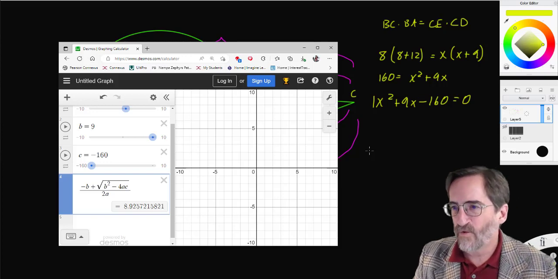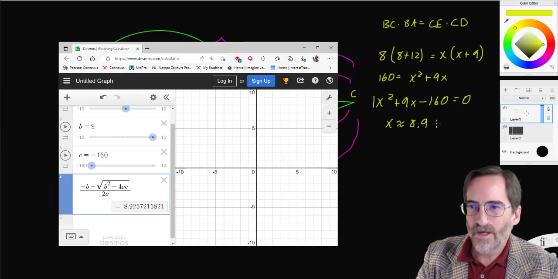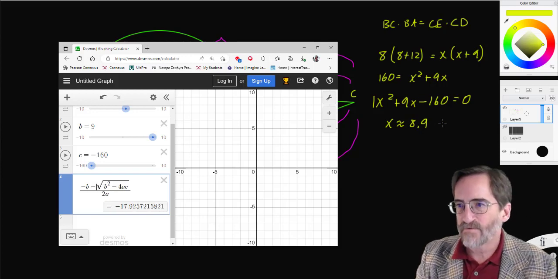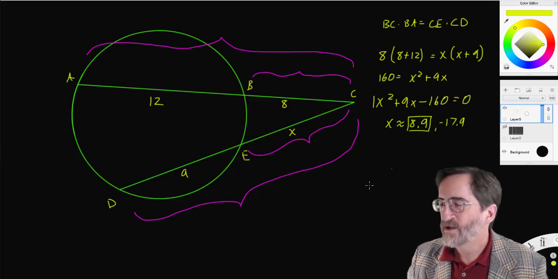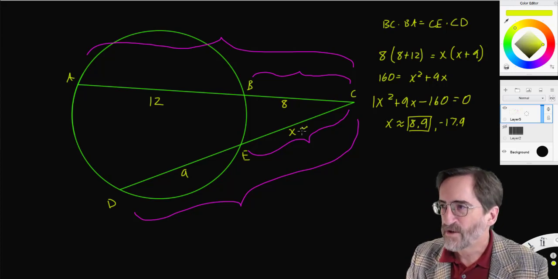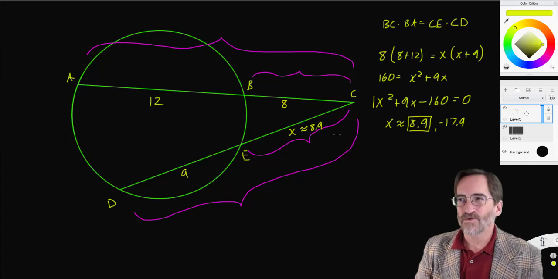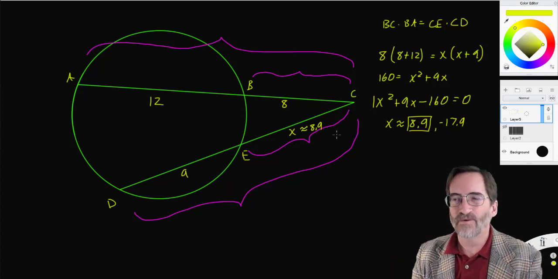And I get 8.9 for the plus one. And if I change it to a minus, I get negative 17.9. And only the positive one makes sense. So x is approximately 8.9. Okay, so that's how you'd be expected to use the formula. Outside times the whole equals outside times the whole.